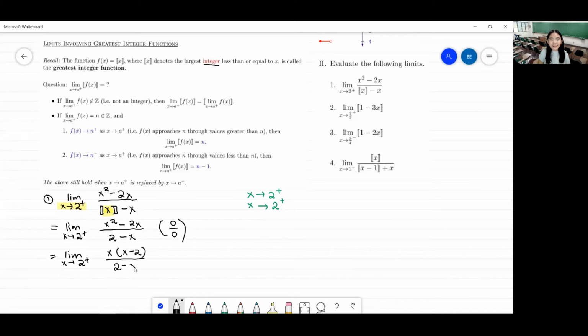Which we can do here. You have an x minus 2 above, and you have an x minus 2 below, but just the negative version of that. That's okay, they will still cancel, just bearing in mind that you have a factor of negative 1. What I get is negative x.